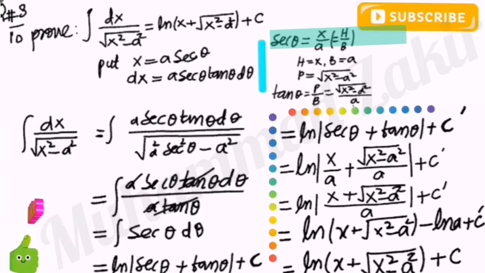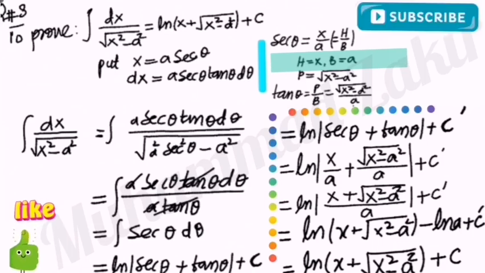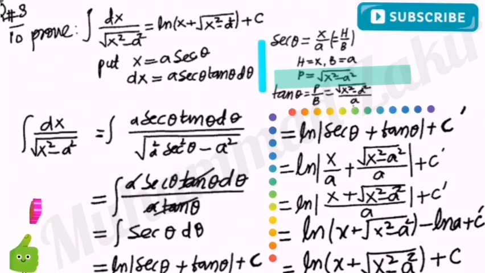And now, where we make the substitution, we can see that x is equal to a secant theta. If we take a on the left hand side, then secant theta becomes x by a. The definition of secant is hypotenuse by base, as the definition of cos is base by hypotenuse. Secant is the reciprocal of cos, so it has the inverted form of the definition of cos. Cos is base by hypotenuse, secant is hypotenuse by base. This is how we can find that hypotenuse is x, base is a.